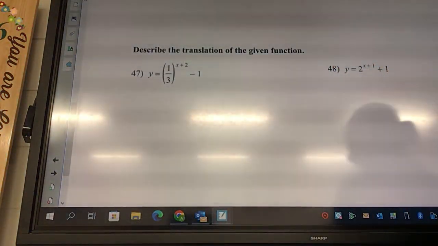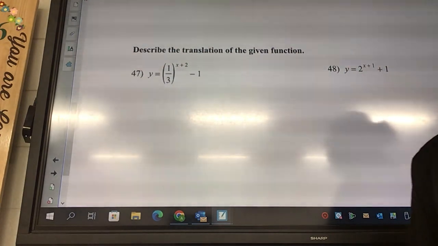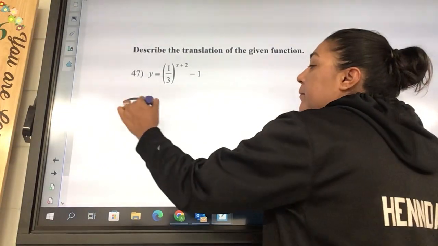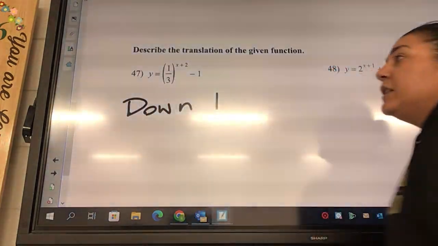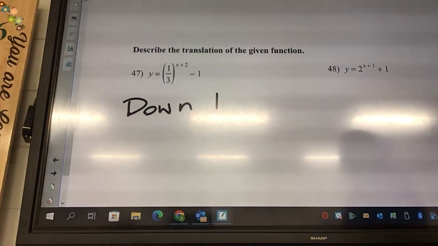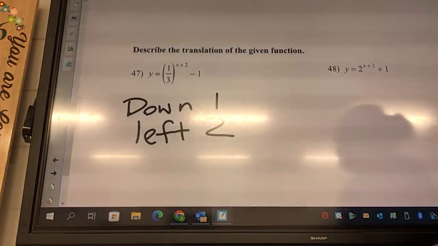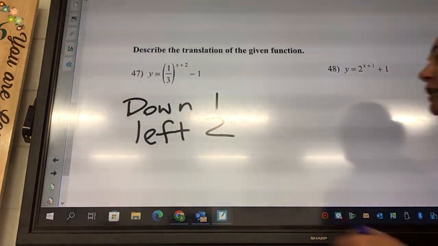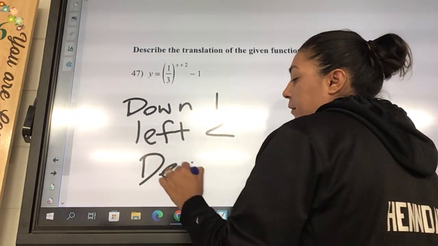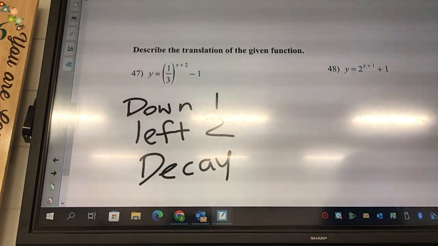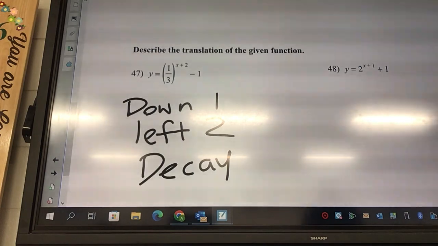Okay, describe the translation. What does that -1 do? It's going to go down 1. What does that +2 do? Left 2. And then is that growth or decay? It's decay. How do we know it's decay? It's less than 1. And it is a fraction. Okay, so those are good inklings to let us know what's going on with that.